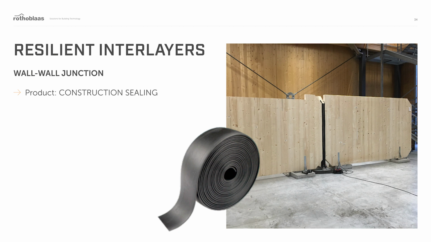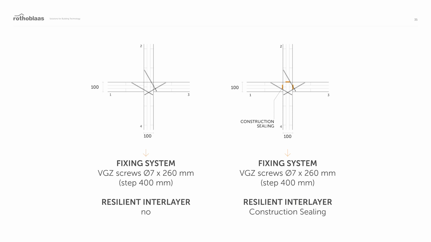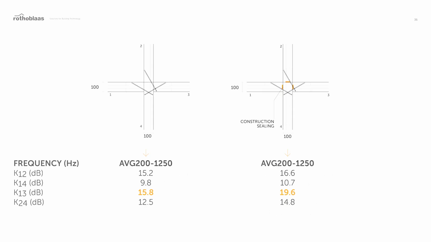In this slide, the product construction sealing was used as an airtight solution. This application respects the principle of disconnection, creating a mechanical breakdown that dampens part of the vibrations. We tested the configuration without construction sealing, as shown on the left, and with construction sealing, as shown on the right. Here, under the images, you can see the average values of Kij through the different paths.